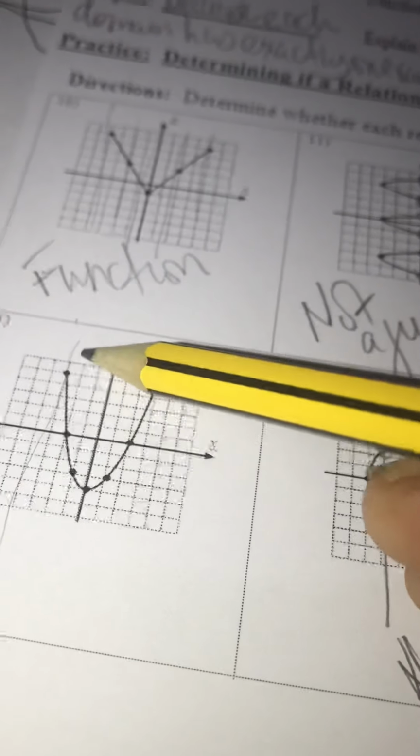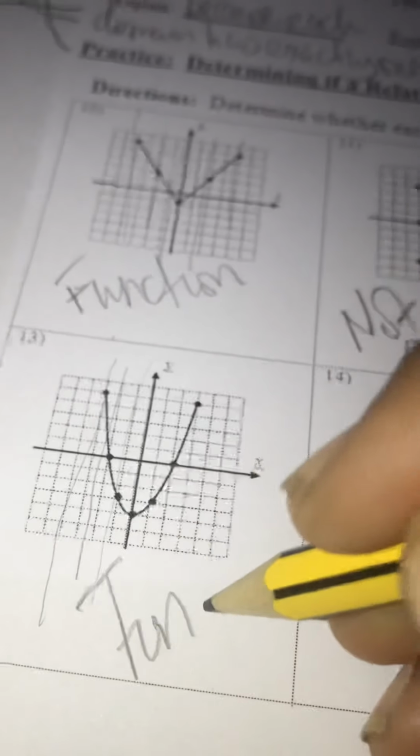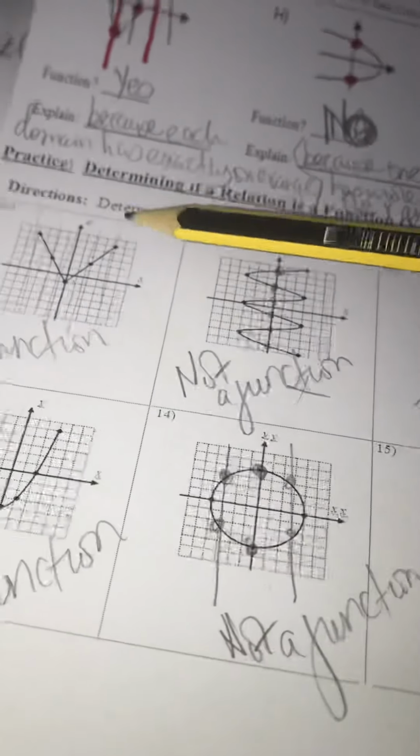It failed the vertical line test. This one is a function. See, all these vertical lines only cross the graph 1 time. So this is a function. Okay? So now you know how to check from a graph. If you draw the vertical line, it should touch the graph 1 time. Like that.